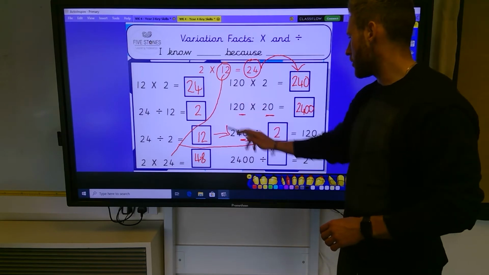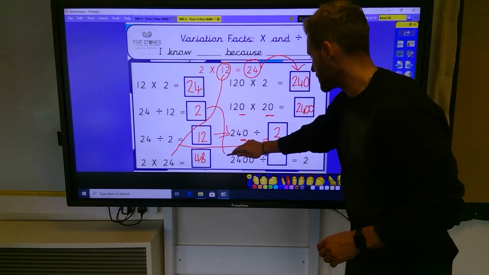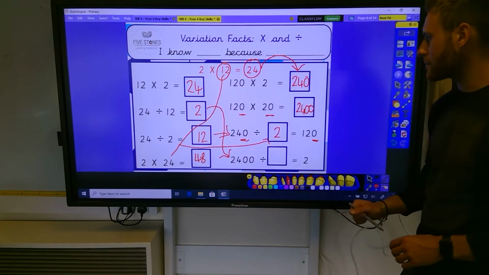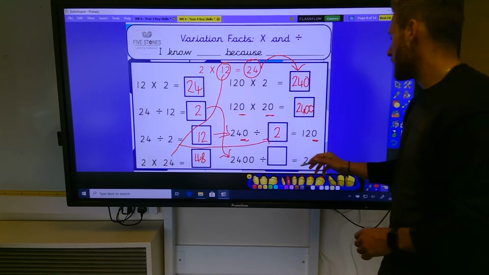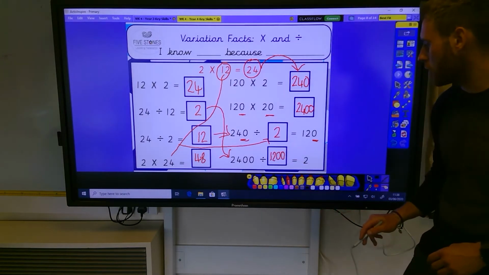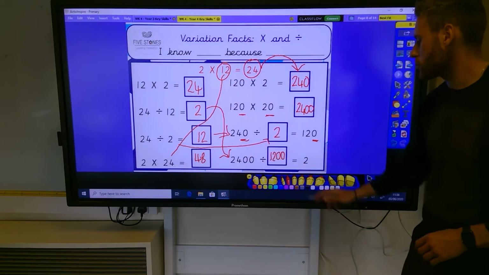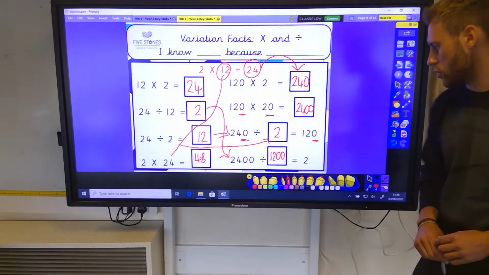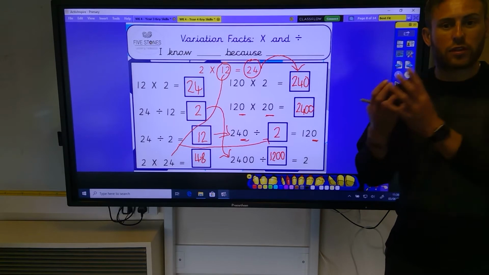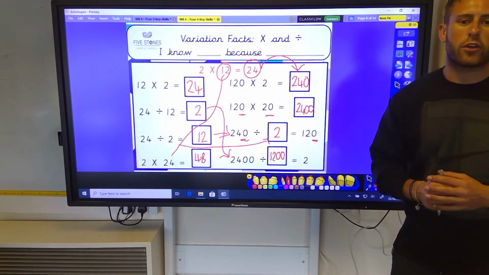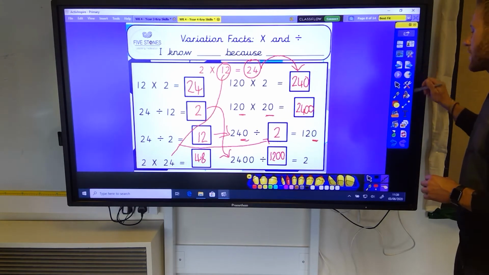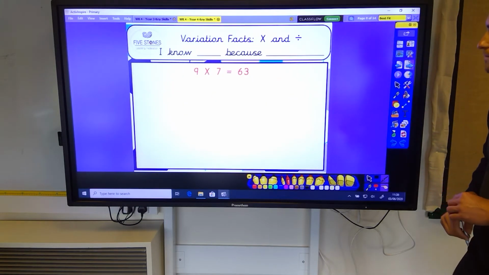So let's have a little look. Yeah, we're matching it up with this calculation. What's happened? It's become 100 times more. So meaning this must also be 100 times more. So we've got 2,400 divided by 1,200 will give us 2. So 2 groups of 1,200 will give you that 2,400. Well done if you managed to get those calculations correct.